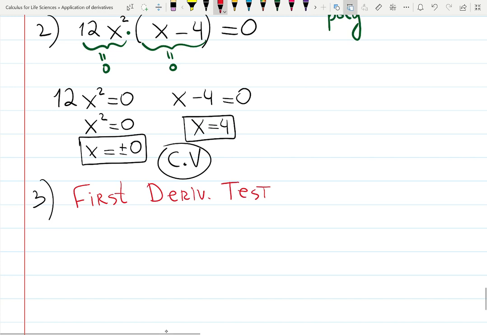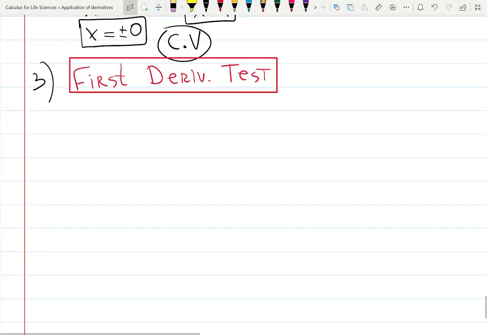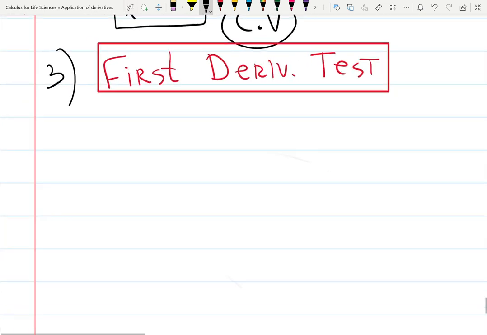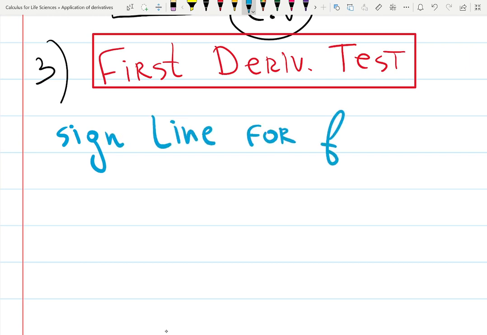I just never mentioned or actually stated that this is called the first derivative test. We are testing our critical values. Why is it called a test? Because we're testing candidates, which are critical values, to be a maximum or minimum. To do that, you draw a sign line, just like we did last time. Sign line for the derivative. That is important because soon we're going to do a sign line for the second derivative, actually on Monday.